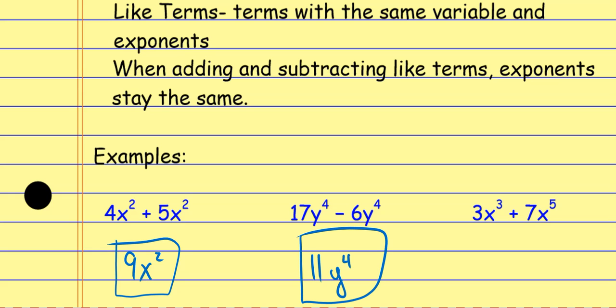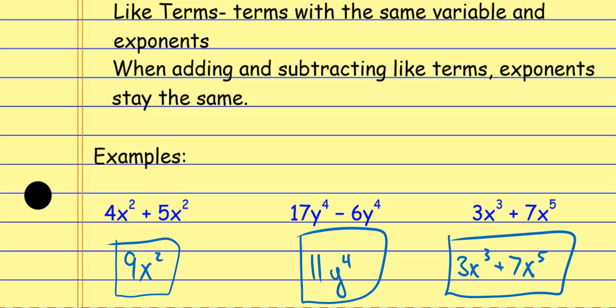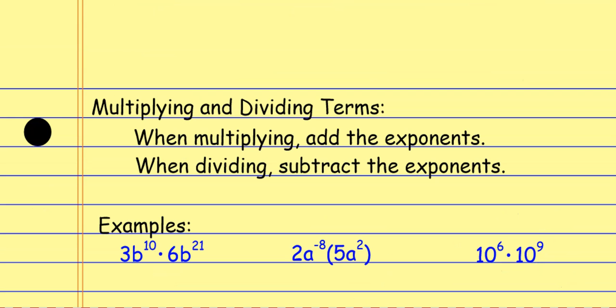Same thing here. When I look at these guys, x to the 3rd and x to the 5th, I'm not allowed to add these together. They're not the same, so I can't do anything here. They have to just stay the way they are. I can't add these in any way, shape, or form, okay? So again, when we're adding or subtracting, the variable part has to be the same, and then after we add or subtract, they stay the same. We just add or subtract the numbers, the variable part stays the same, okay?